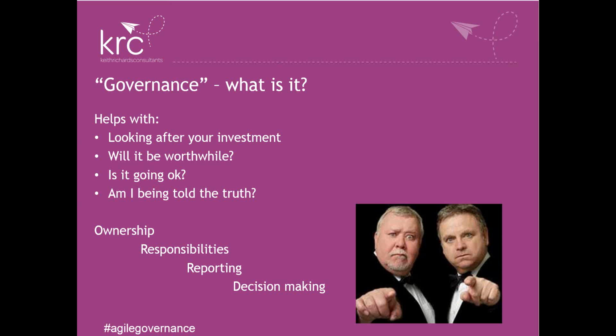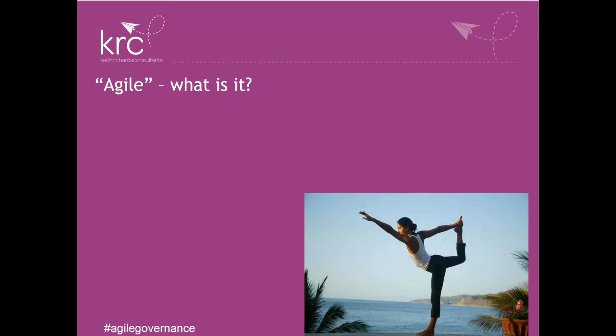And governance is very much about looking after things and checking everything is going to be okay. Now that shouldn't be mutually exclusive when it comes to Agile, or when it comes to a traditional way of thinking. Now, what is Agile then? It might be worth defining what Agile is to start with, because we can't really govern it if we don't really know what it is.